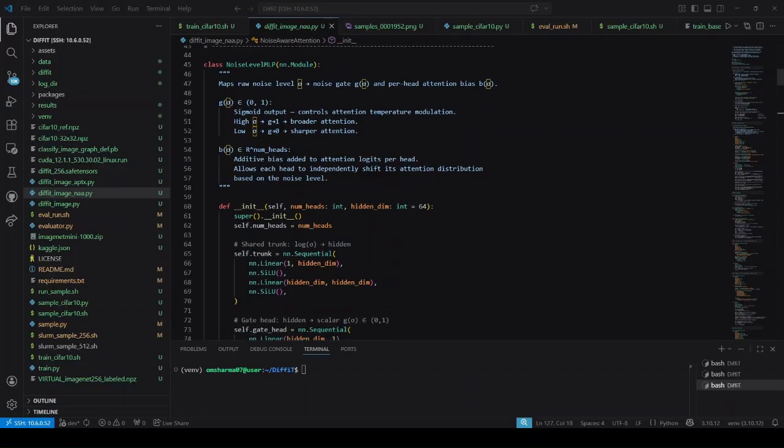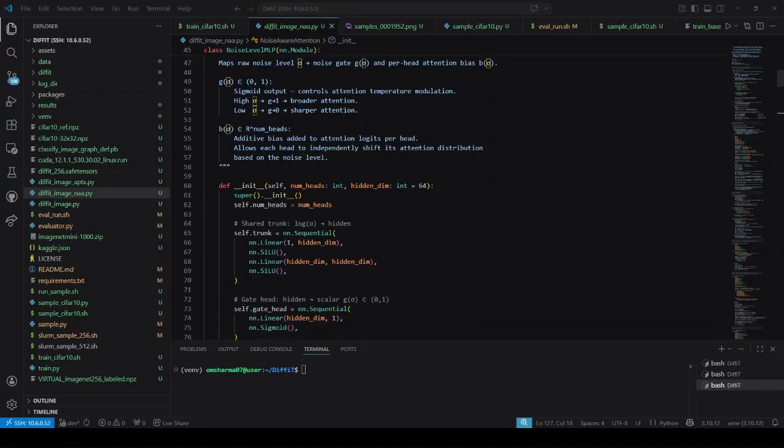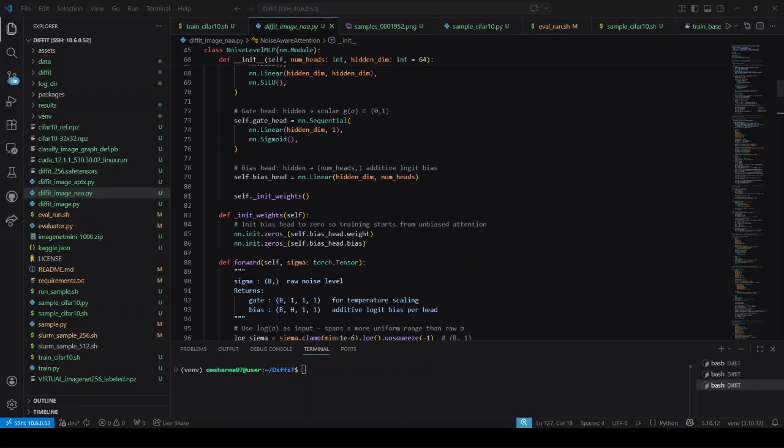Instead of dividing qk transpose by the square root of d, I divide by the square root of d times 1 plus the gate, and I add the per head bias to the logits before the softmax. At high sigma, early denoising, the gate approaches 1, so we are dividing by roughly 2, which flattens the softmax distribution and makes attention broad and global. At low sigma, the fine detail stage, the gate approaches 0, so we divide by roughly 1, giving a peaked softmax and sharp local attention.